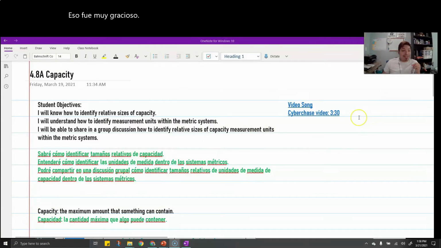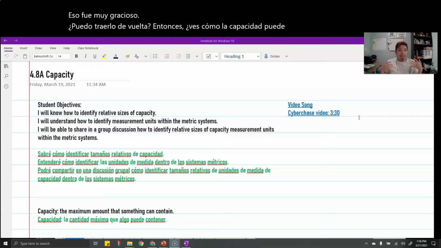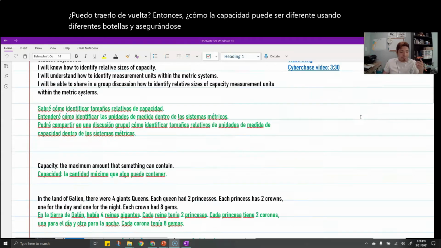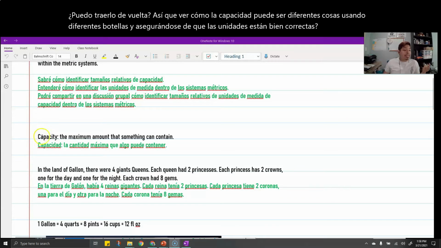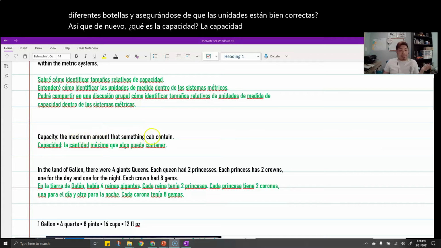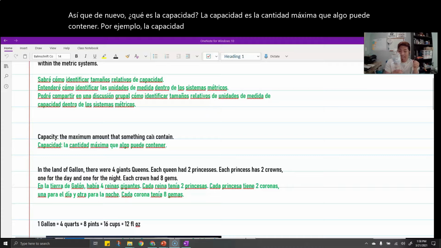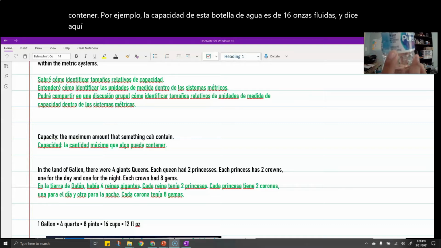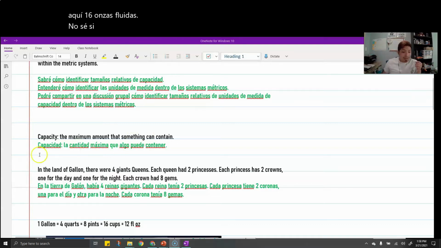Okay, I'm back. So, see how capacity can be different things, using different bottles, and making sure that the units are correct, okay? So again, what is capacity? Capacity is the maximum amount that something can contain. For example, the capacity of this water bottle is 16 fluid ounces. And it says right here, 16 fluid ounces. I don't know if y'all can see that, sorry if y'all can't.